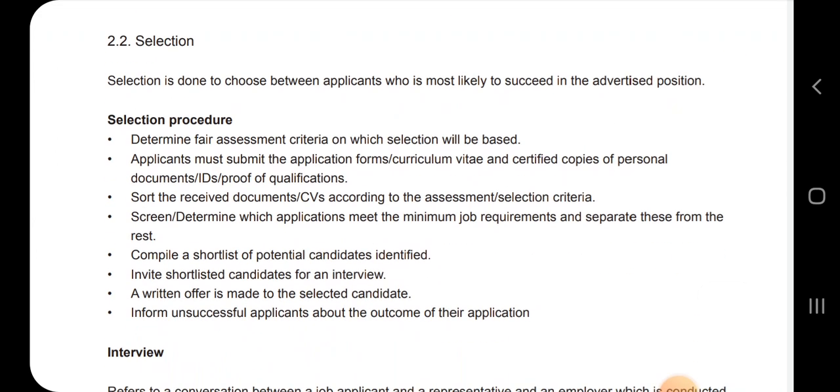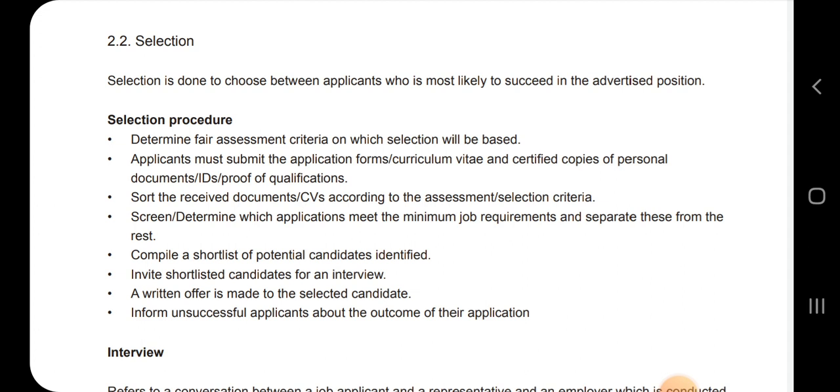Selection is done to choose between applicants who is most likely to succeed in the advertised position. So we go through each and everyone's specifications to know if they meet the specifications that we had required. The selection process determines the fair assessment criteria on which selection will be based. We will be choosing the candidate based on these skills.